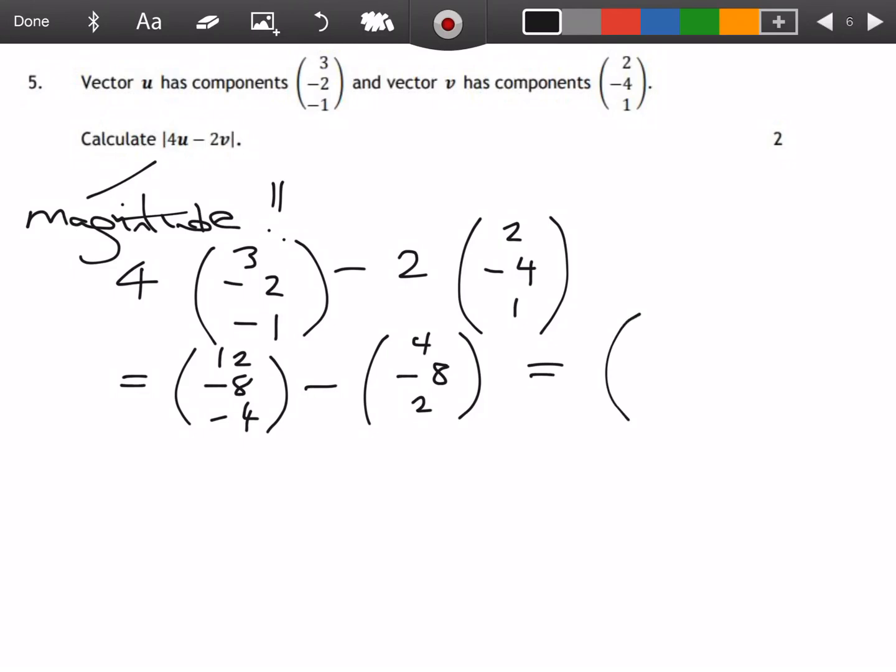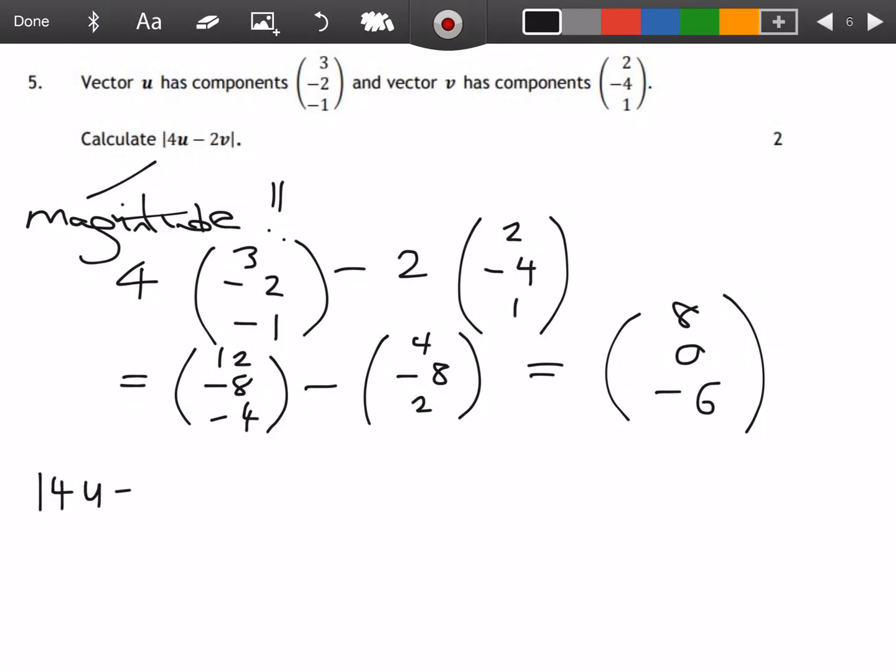12 take 4 is 8. Negative 8 take away negative 8, 0. Negative 4 take away 2 is negative 6. So that's the vector. Now we're going to work out the magnitude of the vector.